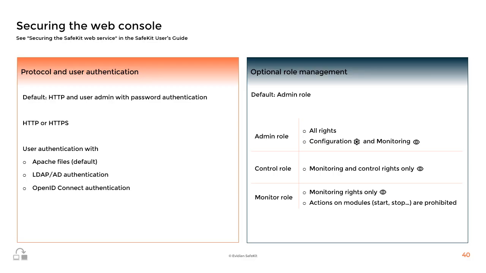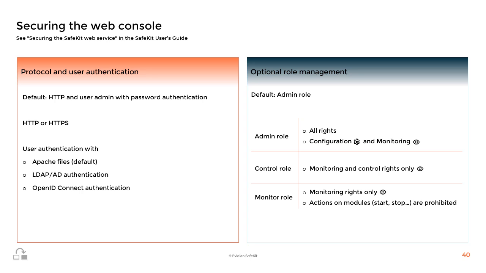Let's discuss the different possibilities to secure the web console. By default, after a simple installation, the system is configured with HTTP and a password authentication for the admin user. However, we also support HTTPS for secure communication. User authentication can be managed through Apache Files, LDAP or AD authentication, or OpenID Connect authentication, providing flexibility to meet various security requirements.